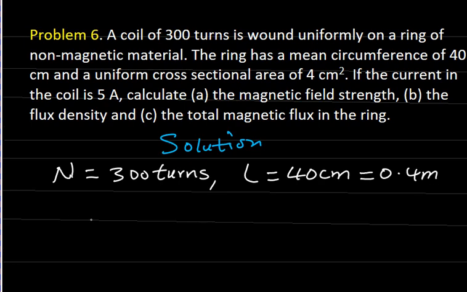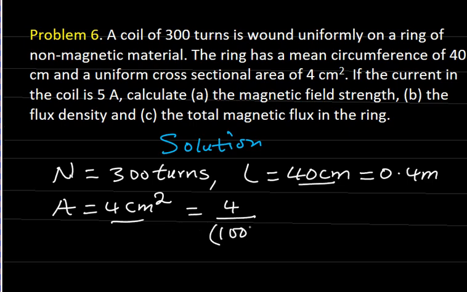And the uniform cross-sectional area is 4 centimeters square. This is in cm, so let me convert it to meter. To convert it, you divide by 100 and then square, converting it to meter square. So that will be 4 times 10 raised to the power of minus 4 meter square.